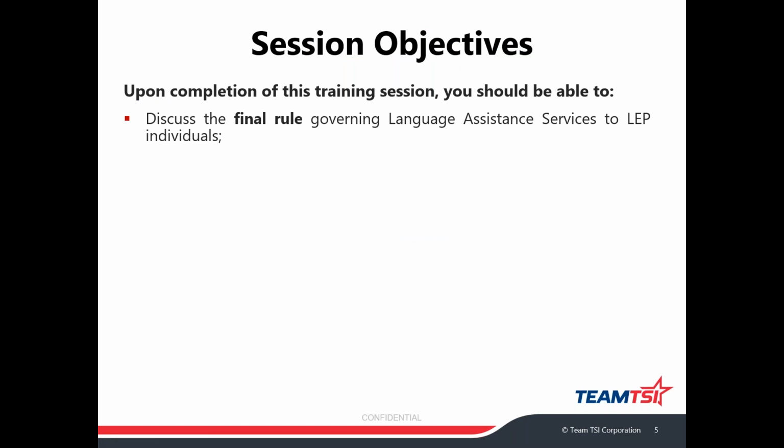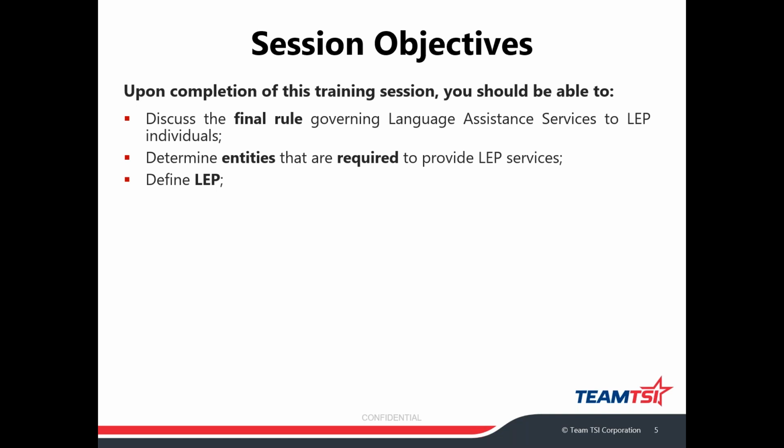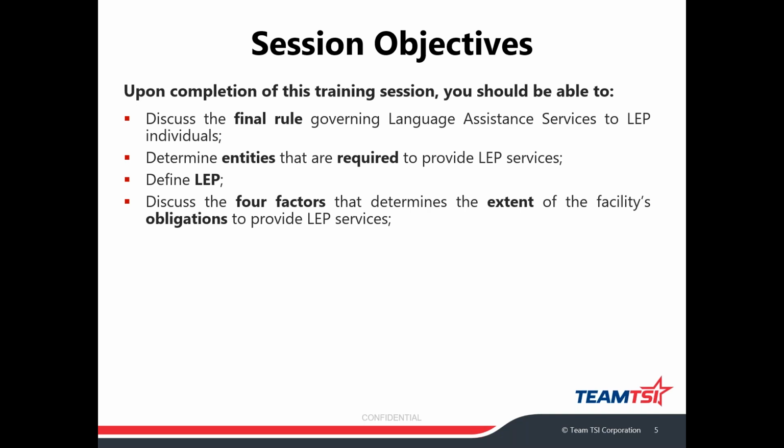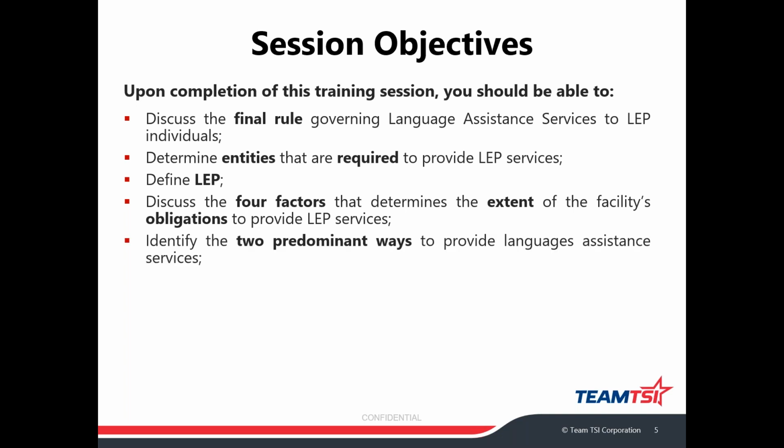What we're going to be looking at primarily is the language assistance program. Our objectives are to discuss the final rule, determine the entities that are required to provide the LEP services, and that will be very important for us. Define LEP: what does that mean, and who is involved in that? Discuss the 4 factors that determine the extent of the facility's obligations. Those 4 factors are critical to the facility's compliance goals and objectives, and we'll discuss each one of those in detail.